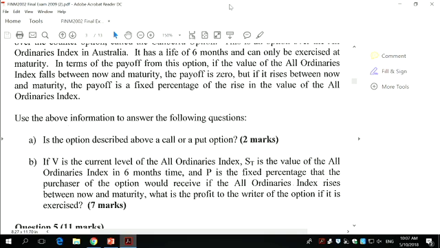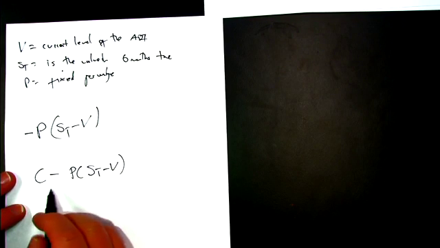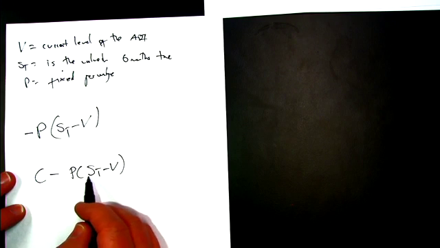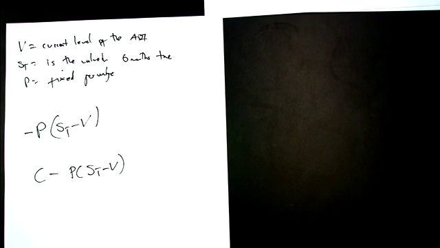But you're asked, what is the profit to the writer? Right, so essentially, this is a call option, it's going to be C, and I shouldn't have used P because that kind of makes it confusing. But it's going to be the call option premium minus the percentage increase multiplied by ST minus V, for this Canberra option.